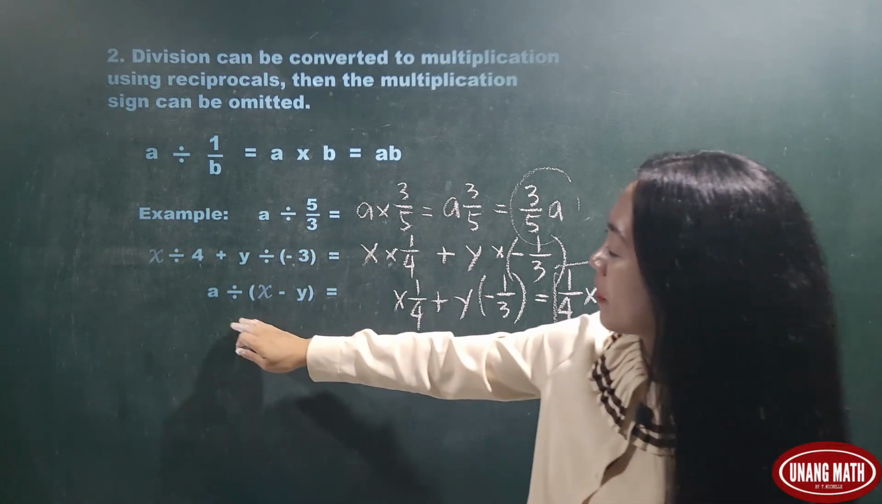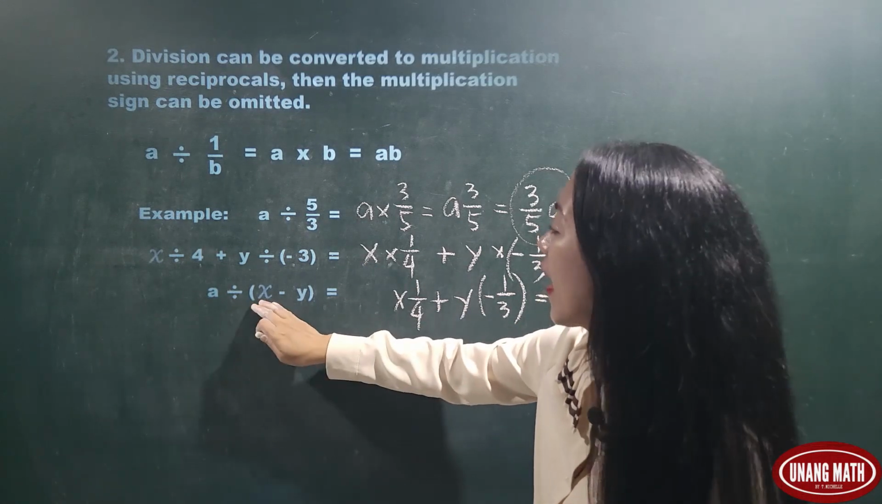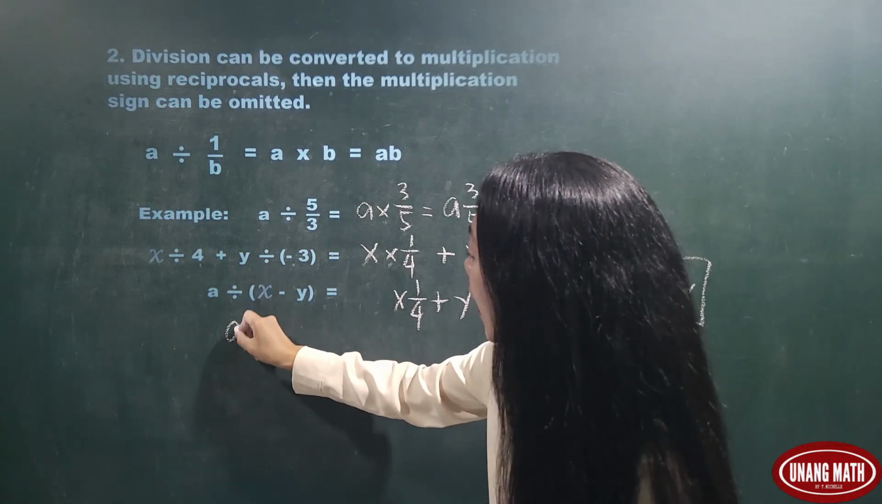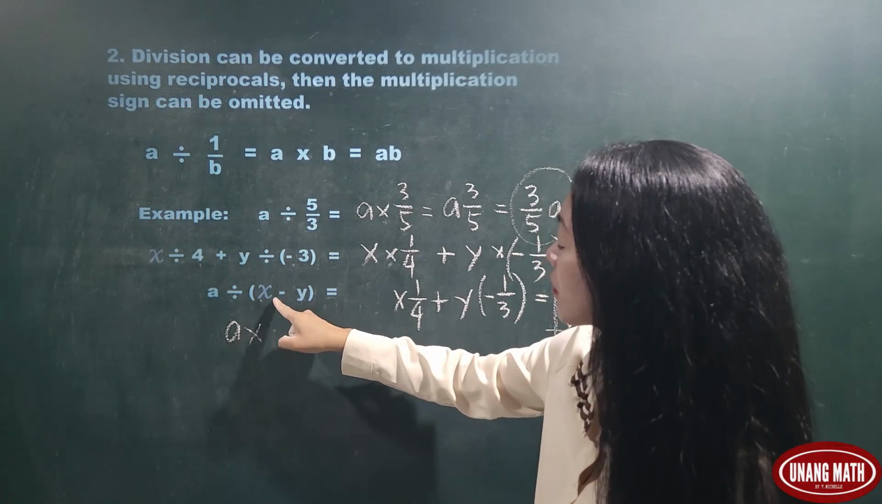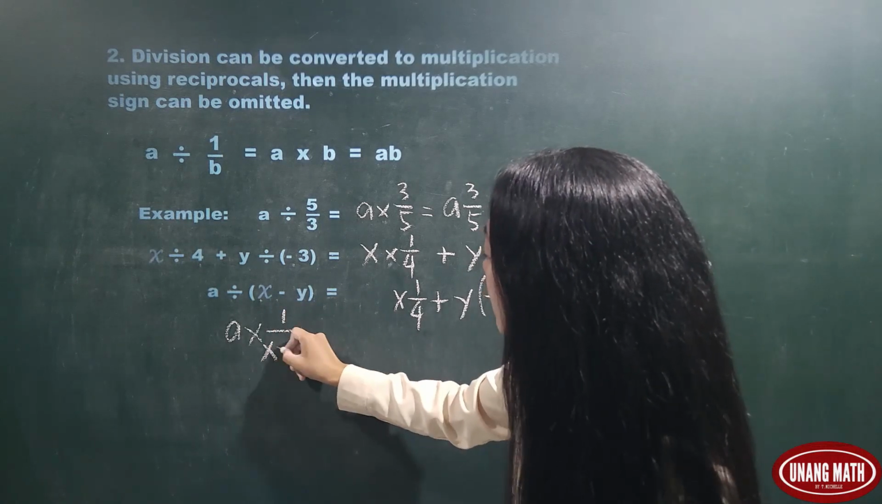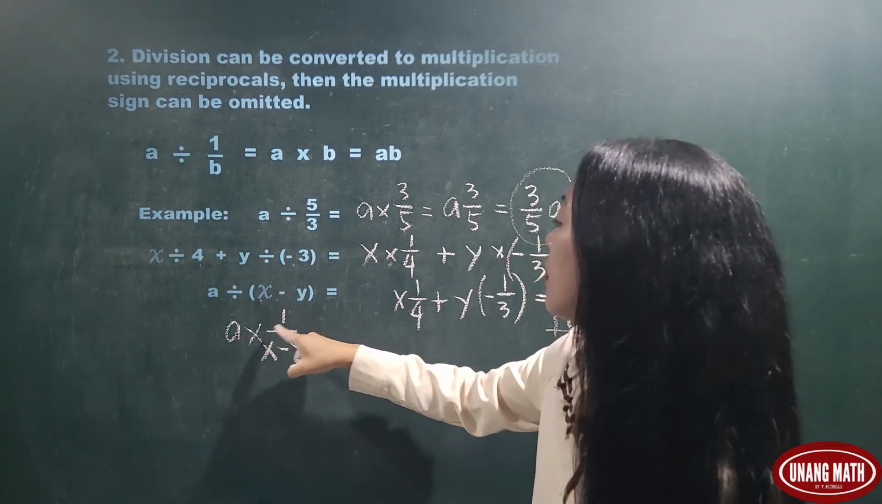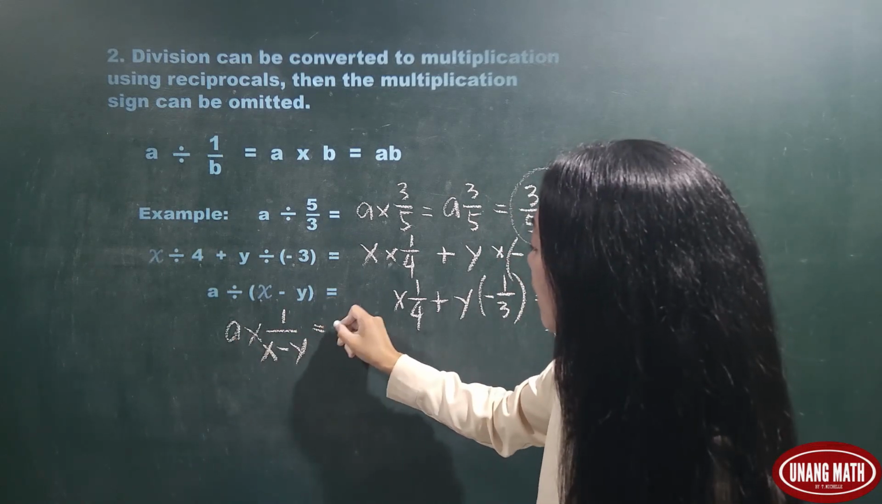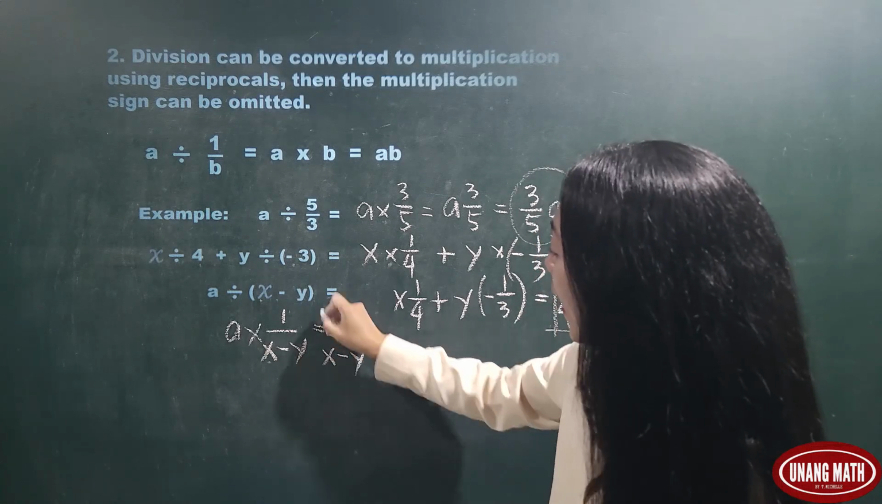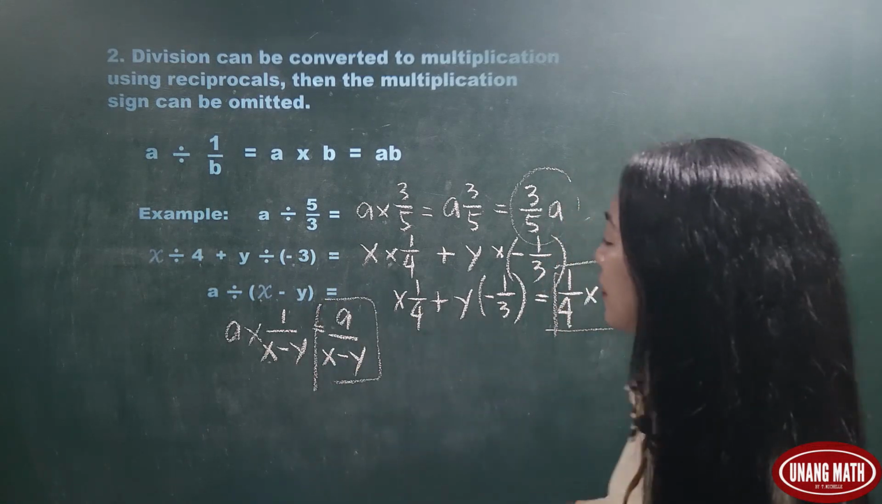Last example is a divided by x minus y. So this is a times the reciprocal of x minus y, which is 1 over x minus y. So a times 1 is a. The denominator is x minus y. So we have a over x minus y.